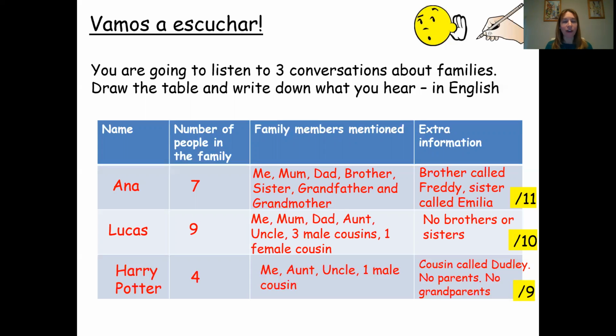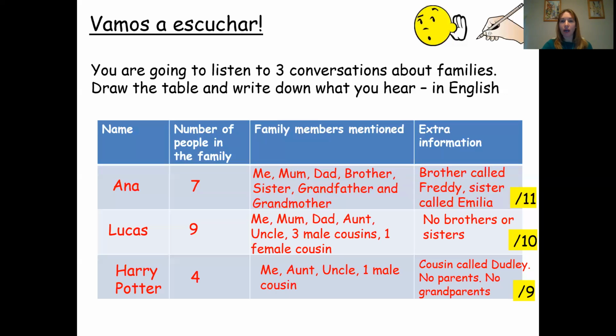And the final one, my favorite, was Harry Potter. And there are 4 people in his family. He says me, an aunt and uncle, 1 male cousin, because he says primo. And the extra information is that his cousin is called Dudley. He has no parents and no grandparents, as we all know. Give yourself a mark out of 9 for that one.